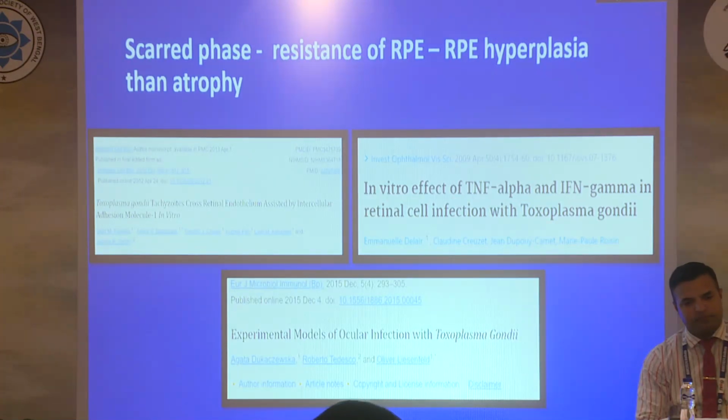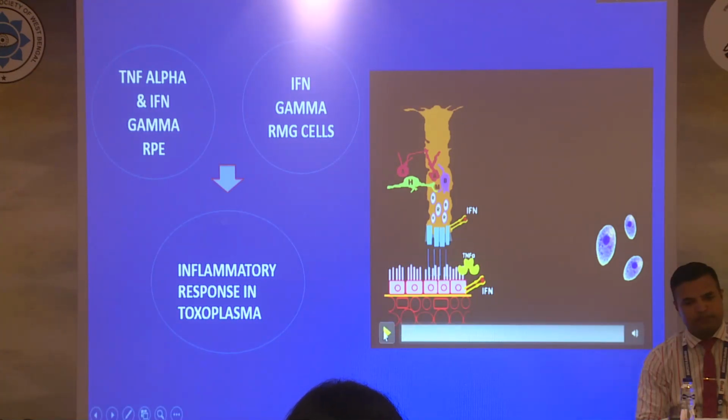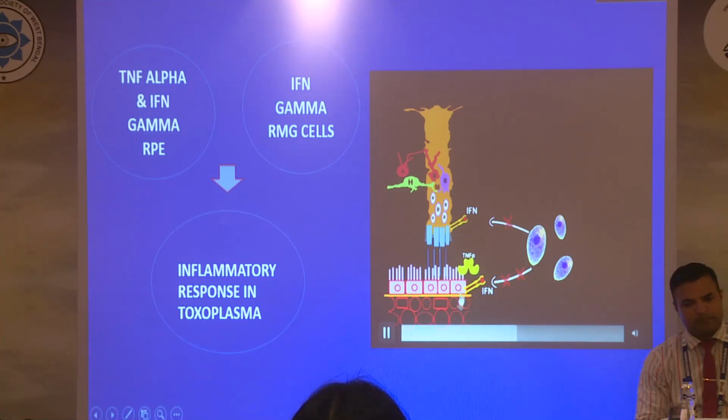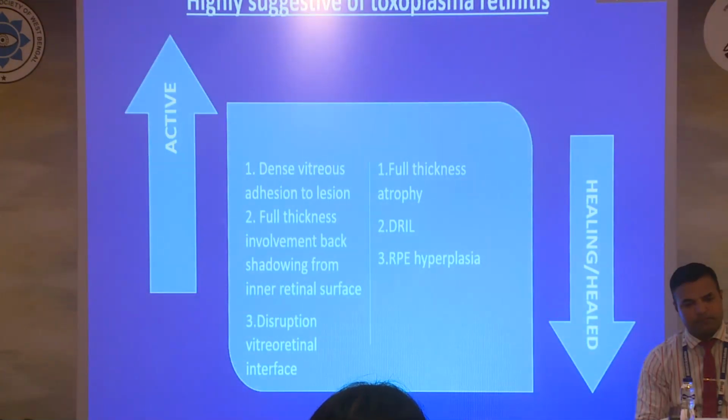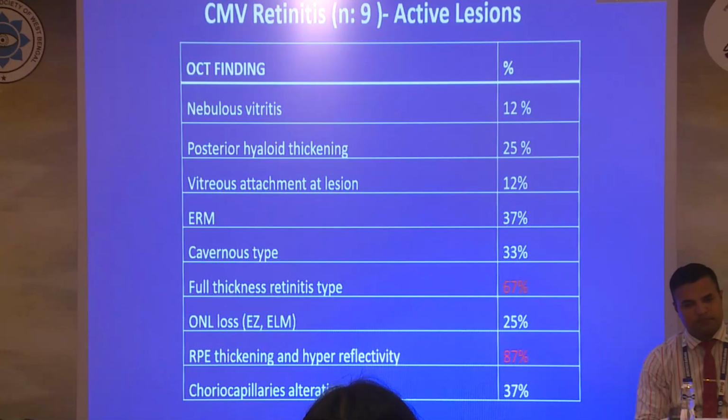And in scarred cases, there is a resistance of RPE, which causes RPE hyperplasia. The differential distribution of IFN gamma and TNF alpha has been previously described in studies, which can cause the resistance of RPE to the tachyzoites. This is the RPE and this is the retinal Muller cells. The RPE is more resistant to tachyzoites. So highly suggestive features are dense vitritis, full thickness involvement with shadowing, disruption of vitreoretinal interface, full thickness atrophy and RPE hyperplasia; these are the highly suggestive findings in toxo, and others are probable findings.